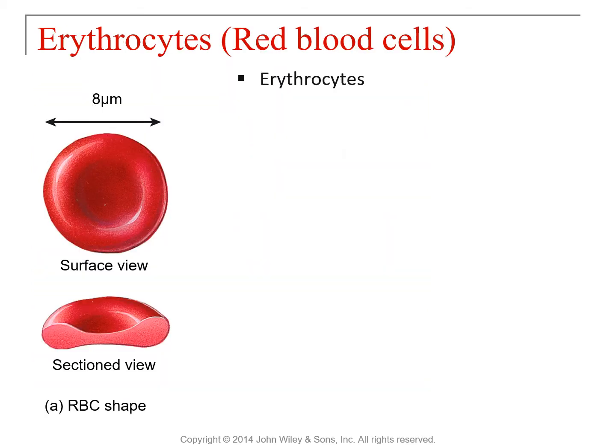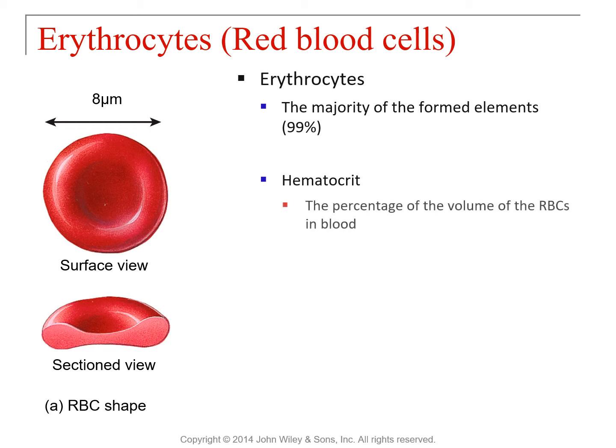So we're going to talk about erythrocytes for a couple of slides, and erythrocytes are the majority of the formed elements, between 99 to 99.5% of what you see in whole blood. So a hematocrit is a measure of the percentage of red blood cells in whole blood, not a percentage of how many formed elements you have, but the percentage of the volume of red blood cells in whole blood. So 45% on average, as you saw in the tube in an earlier slide, is about the average for people.